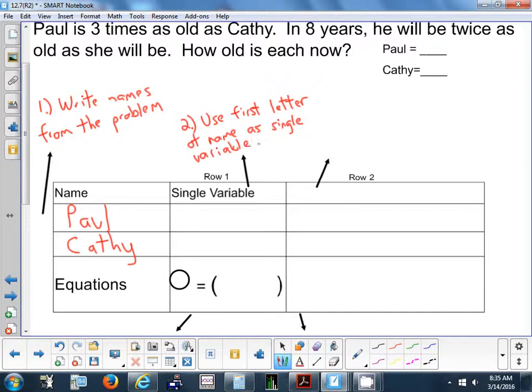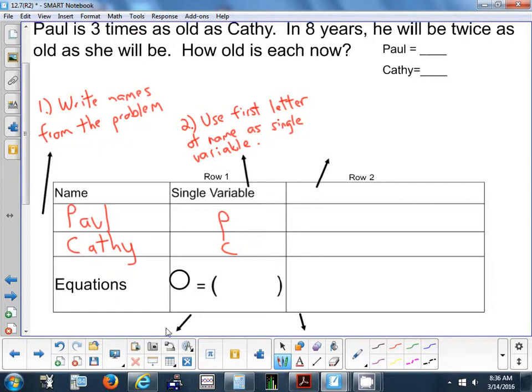All right, so you're going to use the first letter of the name as your single variable. The first letter of each name is all you're going to put in there as a single variable. That's it. So my single variable for Paul will be what? P. And what about for Kathy? C. That's all I'm putting in there. Use the first letter of the name as a single variable.